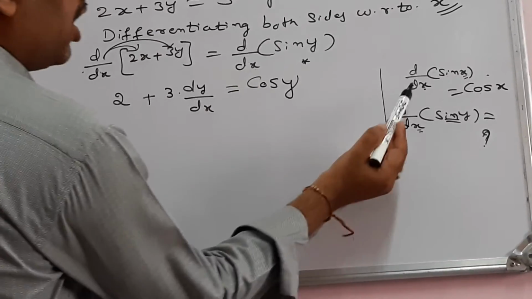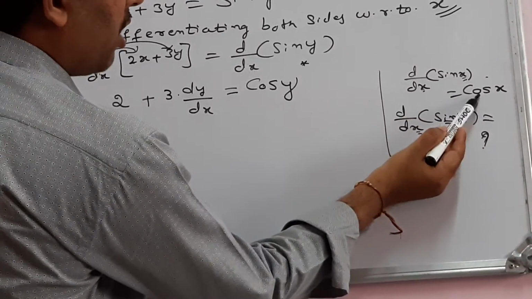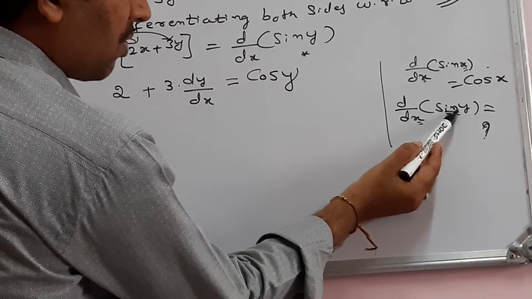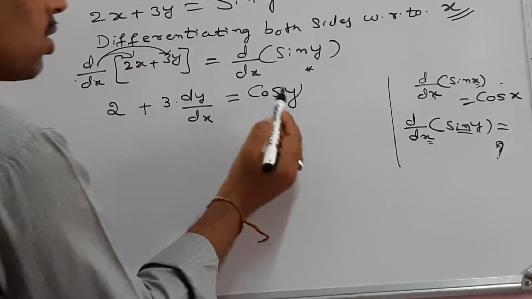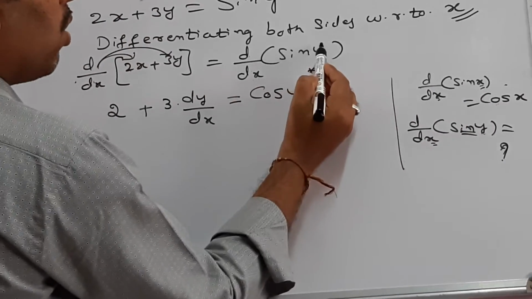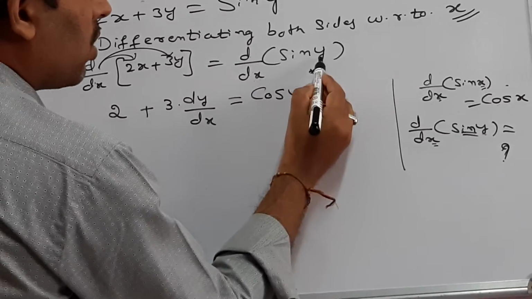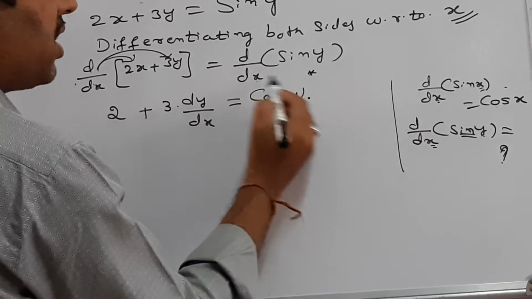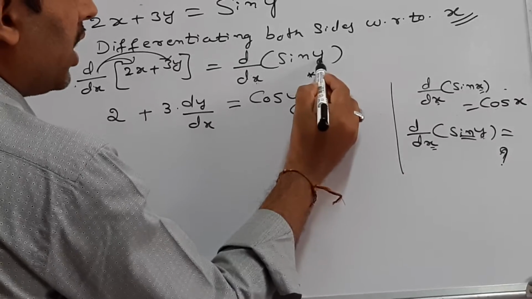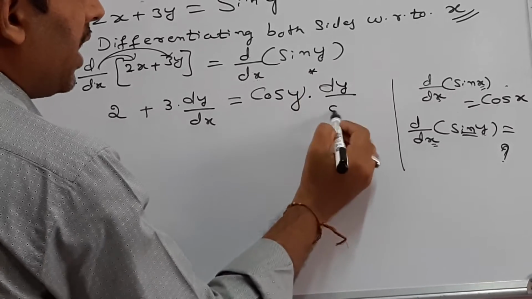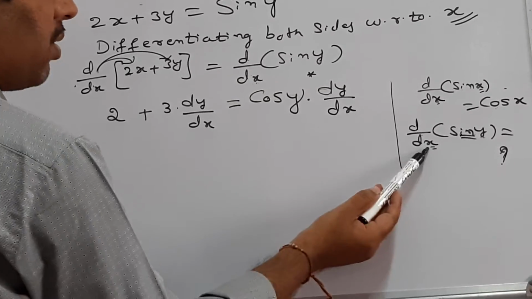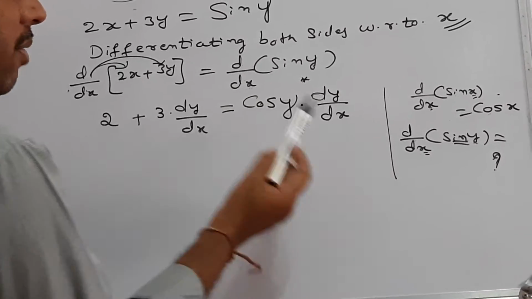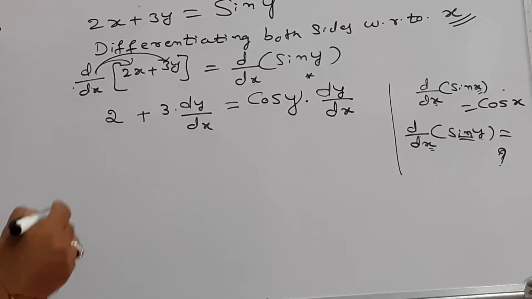Why? Because if I have derivative of sin x, then it will be cos x. I have d by dx of sin y, not sin x, it is sin y. So the variable is changed here. So cos y into, what is this variable here? y. So that also we have to take into account by chain rule. That will be into dy by dx. Observe carefully. So derivative of sin y with respect to x is cos y into dy by dx. I hope you got the point.